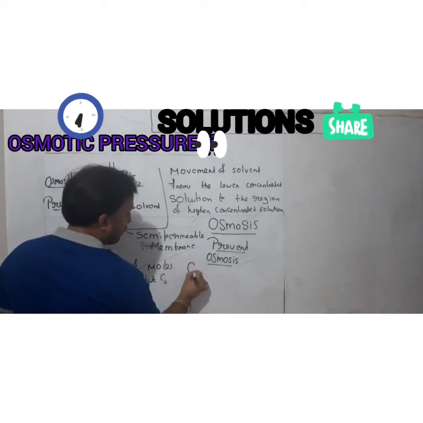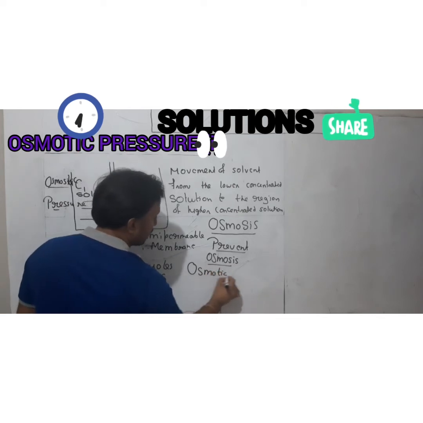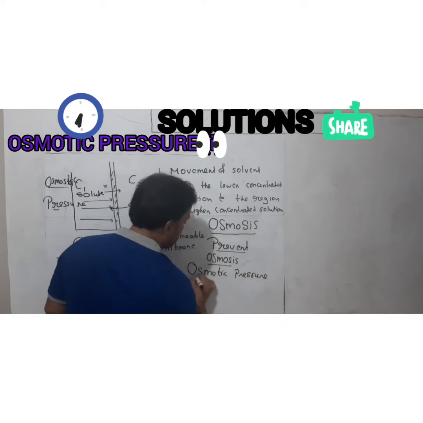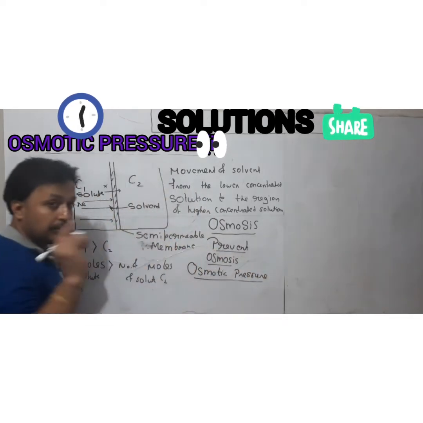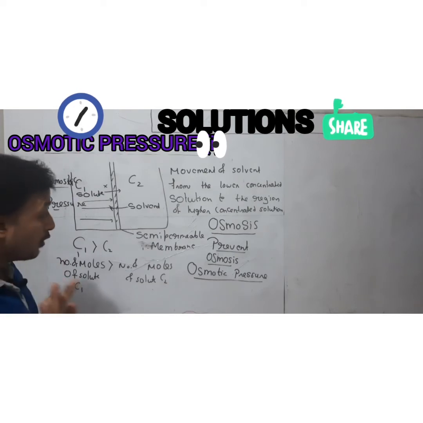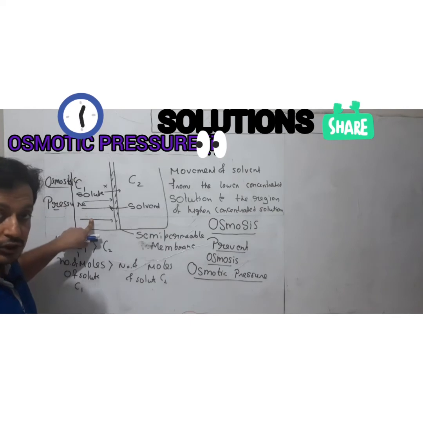So the pressure which is required to prevent osmosis is known as osmotic pressure. It is just the pressure required that will prevent osmosis. It will stop the movement of solvent from the region of the lower concentration to the region of higher concentration.